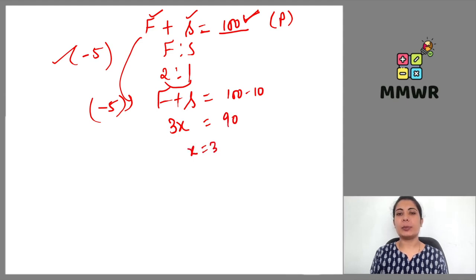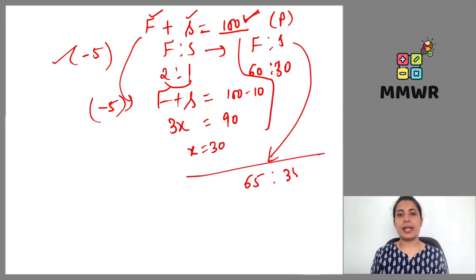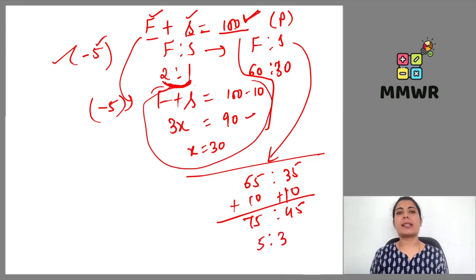So the value of x will be 30. We can substitute this value here, which gives me father and son's age values, 60 and 30. Right? But this is 5 years before. So at present, it is going to be 65 and 35. And then we will be adding 10 to both, so that we get 75 and 45. After reducing it, we will get our answer, 5 ratio 3. All of this can be done mentally also, right?